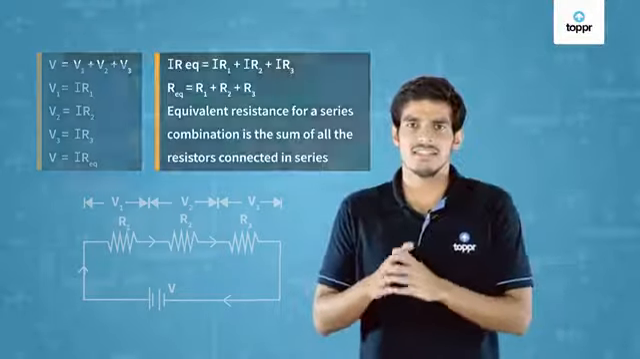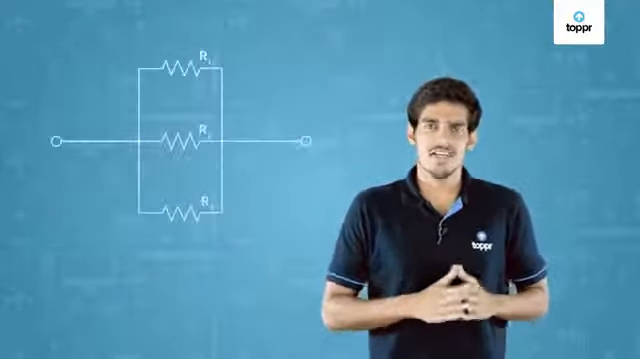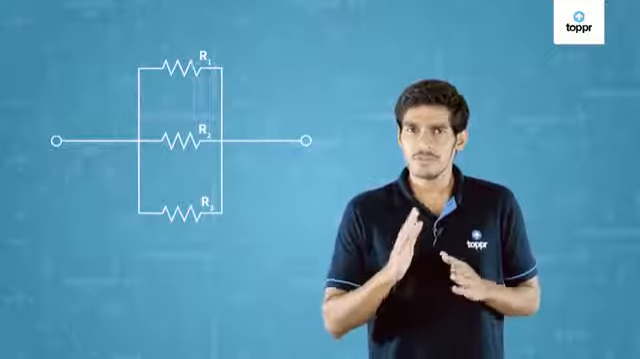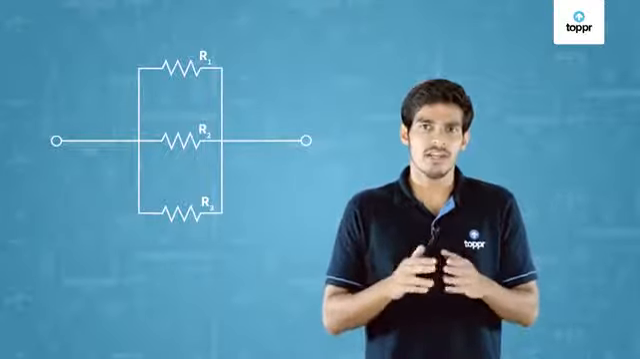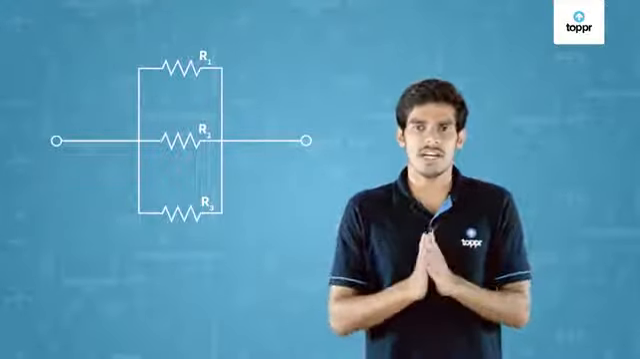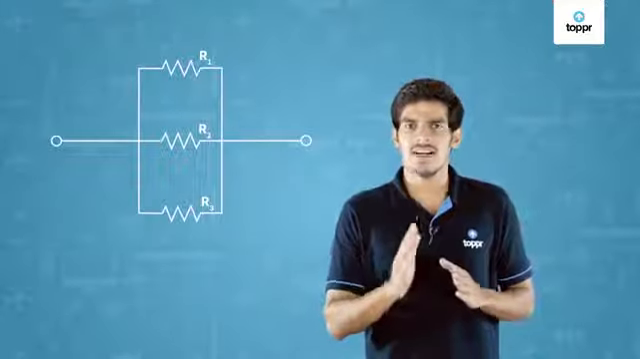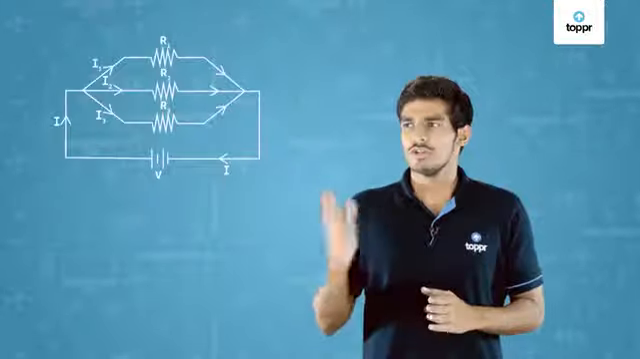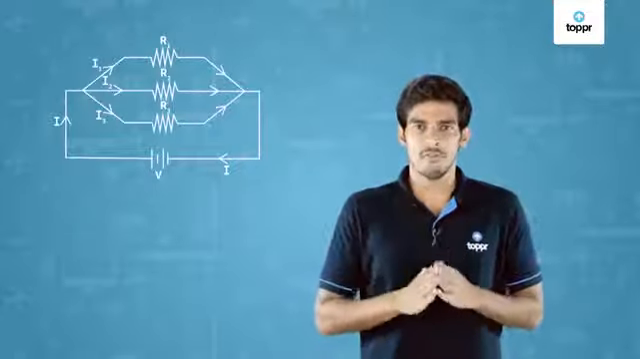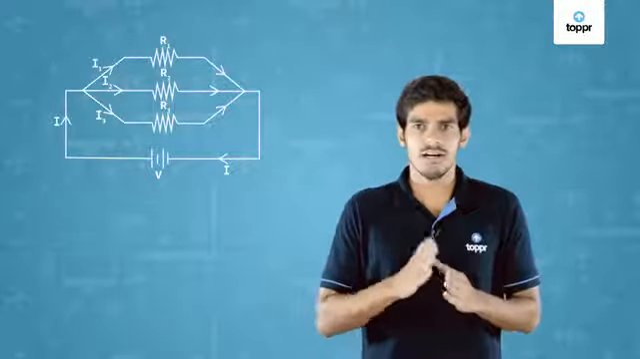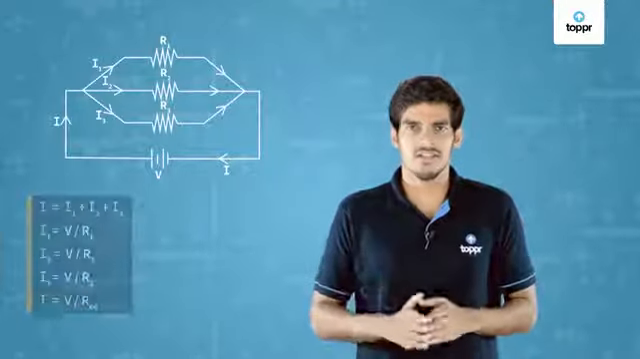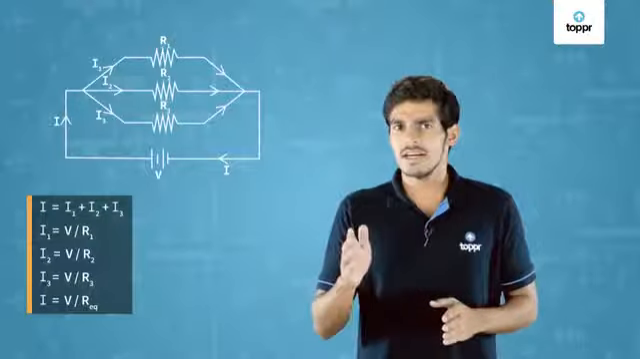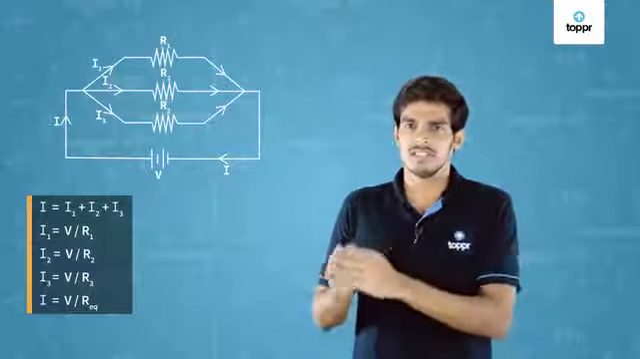Now, let us consider the second case, where the resistors are connected in a parallel configuration. If the potential difference across each resistance is the same, and the sum of current flowing in each branch is equal to the current flowing in the circuit, then the resistors are said to be connected in parallel. For the circuit shown, let I1 be the current flowing in resistor R1, I2 in resistor R2 and I3 in resistor R3. I, the current flowing in the circuit, is equal to I1 plus I2 plus I3.